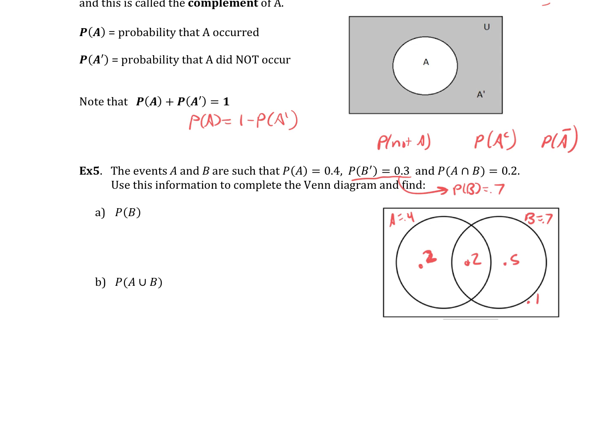Find the probability of B. Oh, yeah, I did that already. That's 0.7. And A or B, that's 0.9. That was actually pretty easy. And I think that's the end.